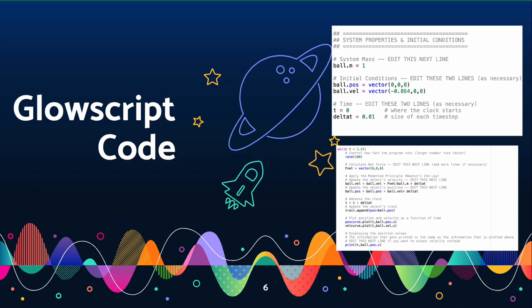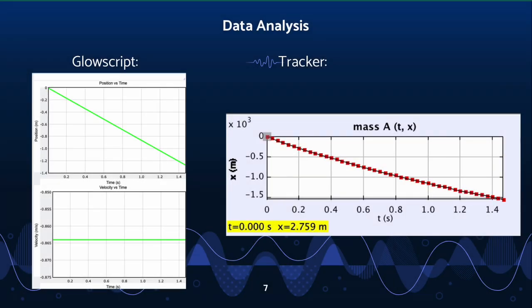the data. We advance the clock and plot those 2 changes over time, and then we print the data that's outputted. So here we see the graphs of both the GlowScript analysis and the tracker analysis. We see that the velocity over time for the GlowScript is exactly the same, and we see that the position over time changes at a constant rate, which means that the velocity is also changing at a constant rate.